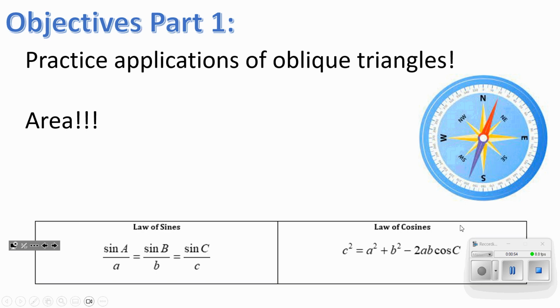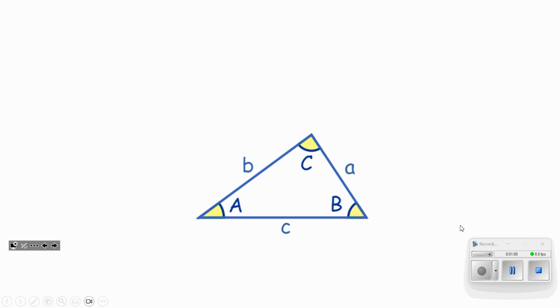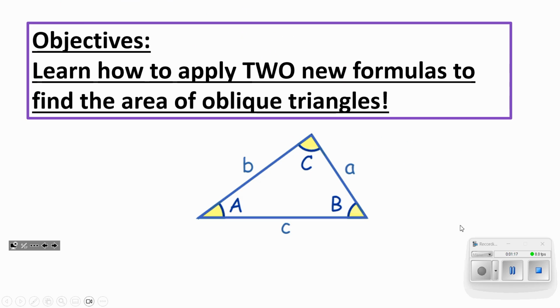All right, and today we're going to practice applications of oblique triangles, specifically talking about area. So we know law of sines and law of cosines already. We're adding 2 new formulas to our arsenal. Keep in mind when we name oblique triangles, we have capital letters A, B, C for angles, lowercase letters a, b, c for their corresponding sides. So these 2 new formulas are going to use that notation.